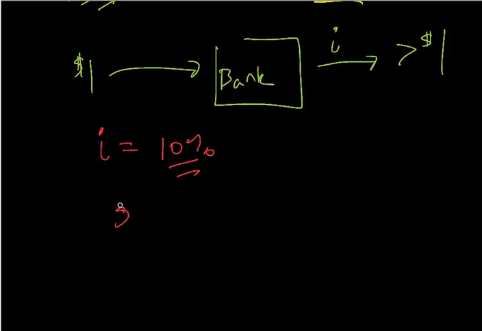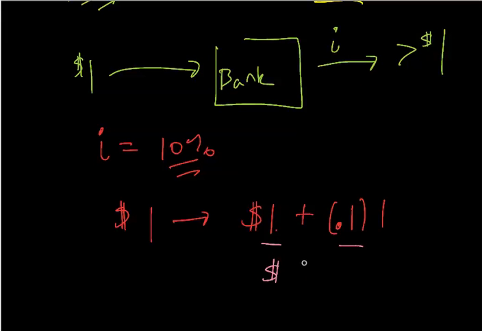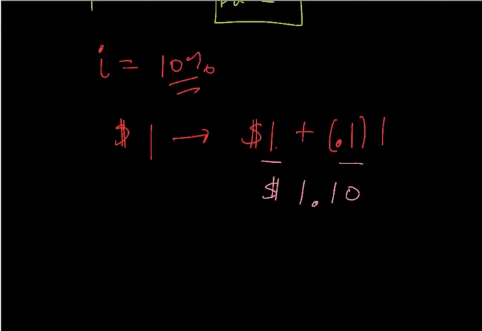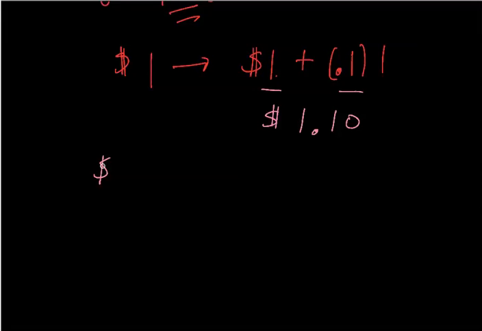So if I have a dollar today and I stick it in the bank and I get interest, that dollar is still going to be there, plus 10% of that dollar, plus 0.1 of that dollar. So $1 plus 0.1 is $1.10. The simple way to do that is, if I have a dollar and I multiply it by 110%, that's the same thing as what I got up here. That's how I got $1.10.